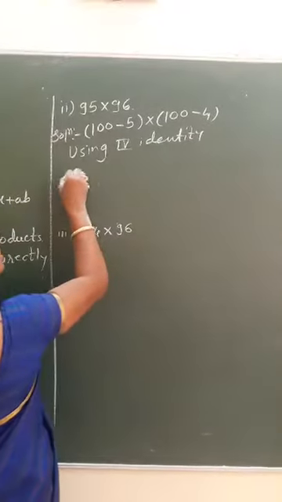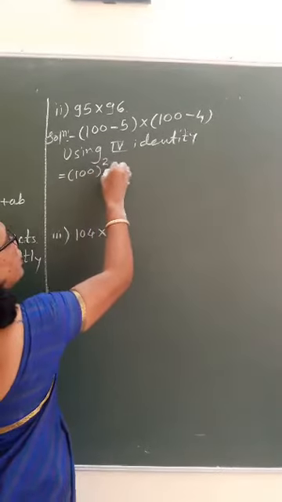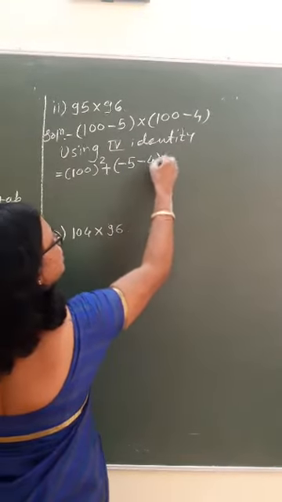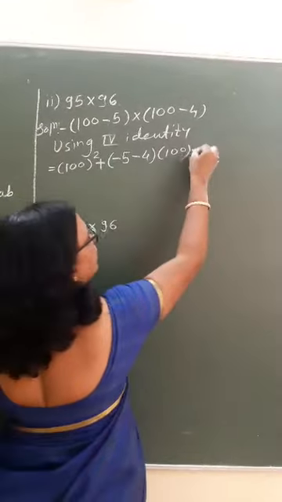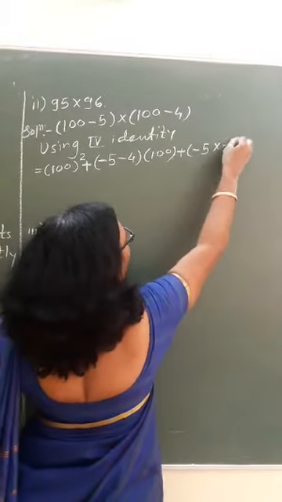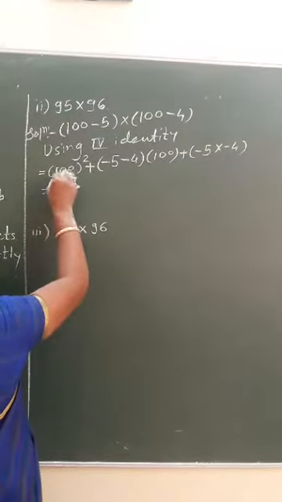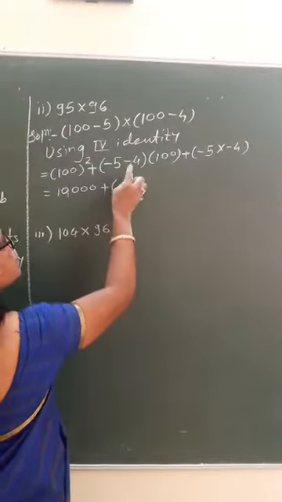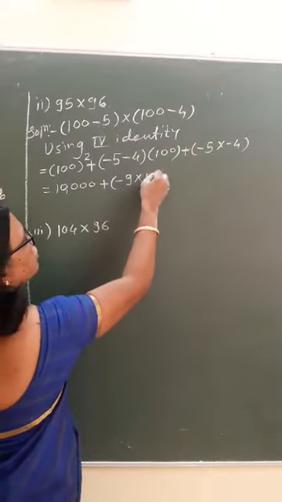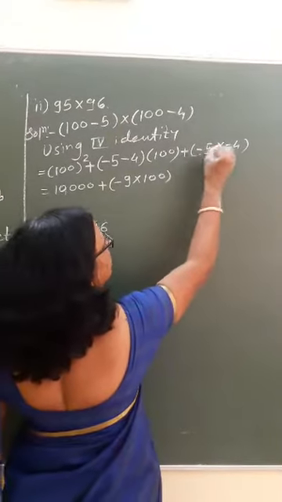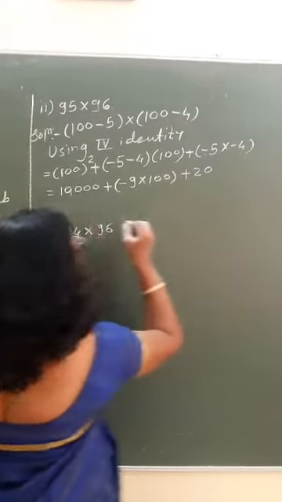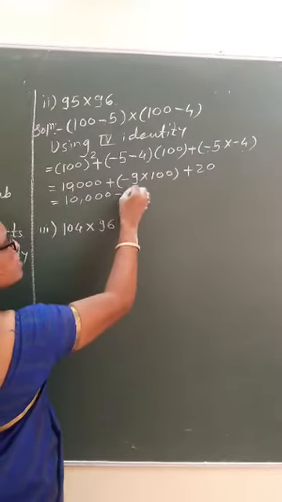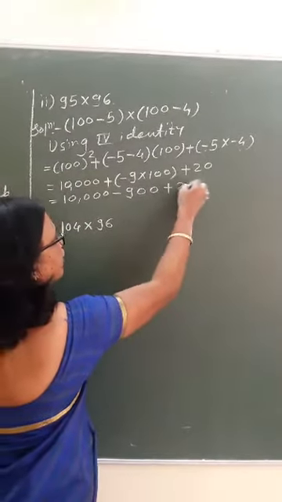Okay, what is the first term? 100, that's square. Plus, what is the second term? Here is a minus 5, here is a minus 4, multiply by 100. Plus, minus 5 into minus 4. What will we get? 100 square is 10,000, right? Then plus, minus 5 minus 4 means minus 9 into 100, and here minus into minus is a plus, so we will get 20. So we will get 10,000 plus into minus is minus 900 plus 20.